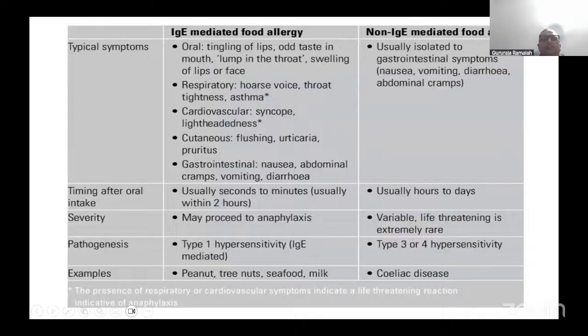So the major difference, I want to just go through this: IgE-mediated food allergy and non-IgE-mediated food allergy. IgE-mediated involves many systems, whereas non-IgE only the GIT. The timing is within 2 hours, and in non-IgE it is hours to days. IgE mediated can be severe and lead to anaphylaxis, and there's no anaphylaxis in non-IgE mediated. Pathogenesis is type 1 in IgE mediated, and type 3 or type 4 in non-IgE. Examples: peanut, milk, and many others, and celiac disease in non-IgE.